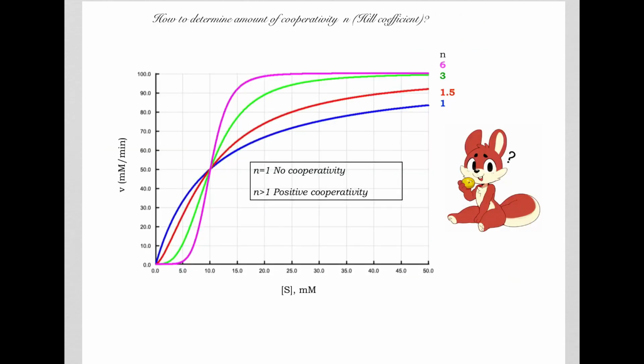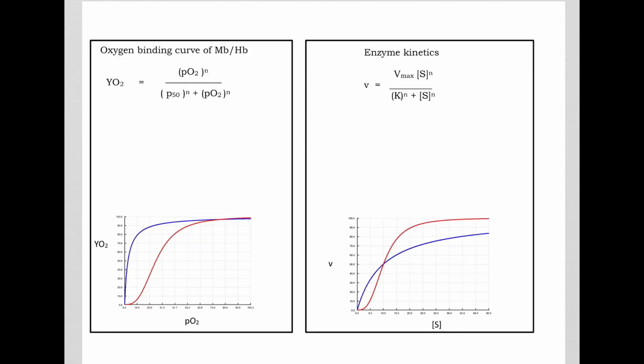So how do we go about determining this number, the Hill coefficient, so that we can understand how much cooperativity is going on in an enzyme, if any at all? This idea of cooperativity was actually first introduced for hemoglobin. So remember, for these oxygen binding proteins, we had this equation. Now for enzyme kinetics, we have this general equation for the curves.